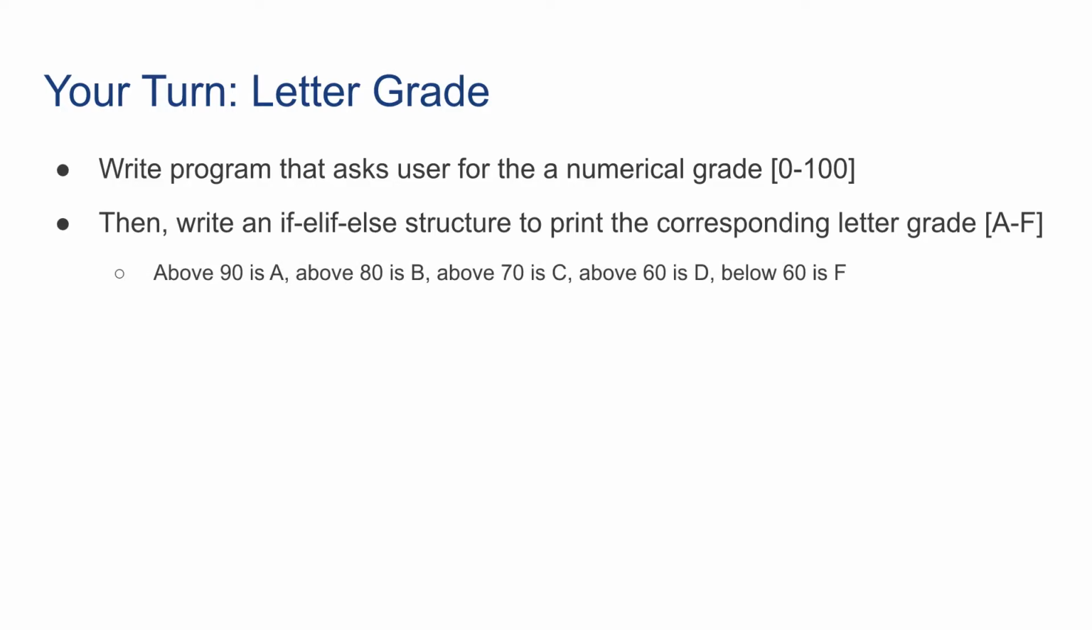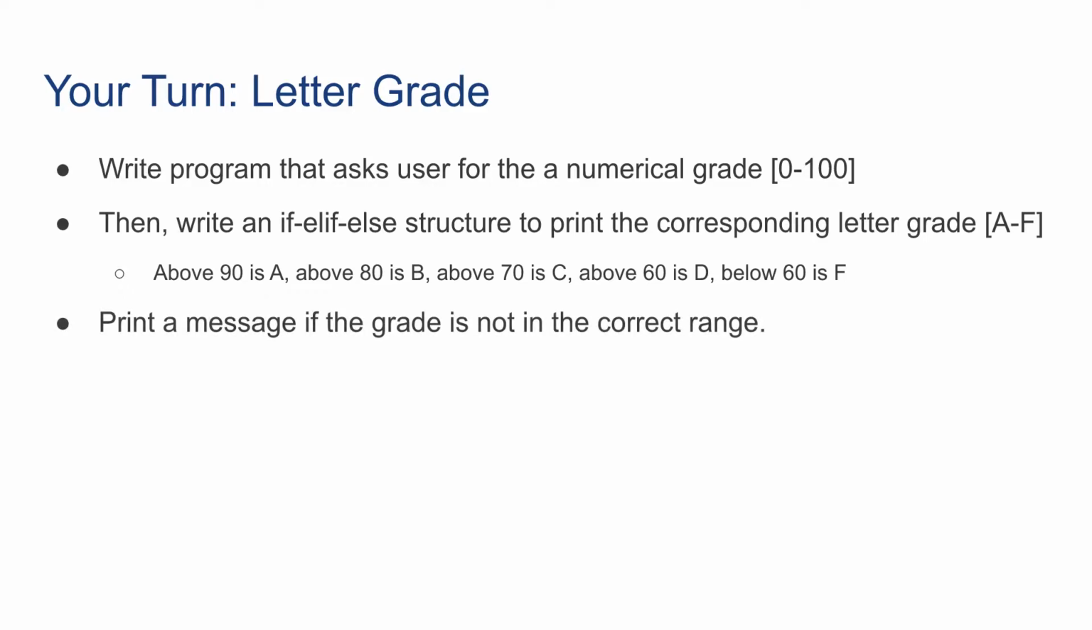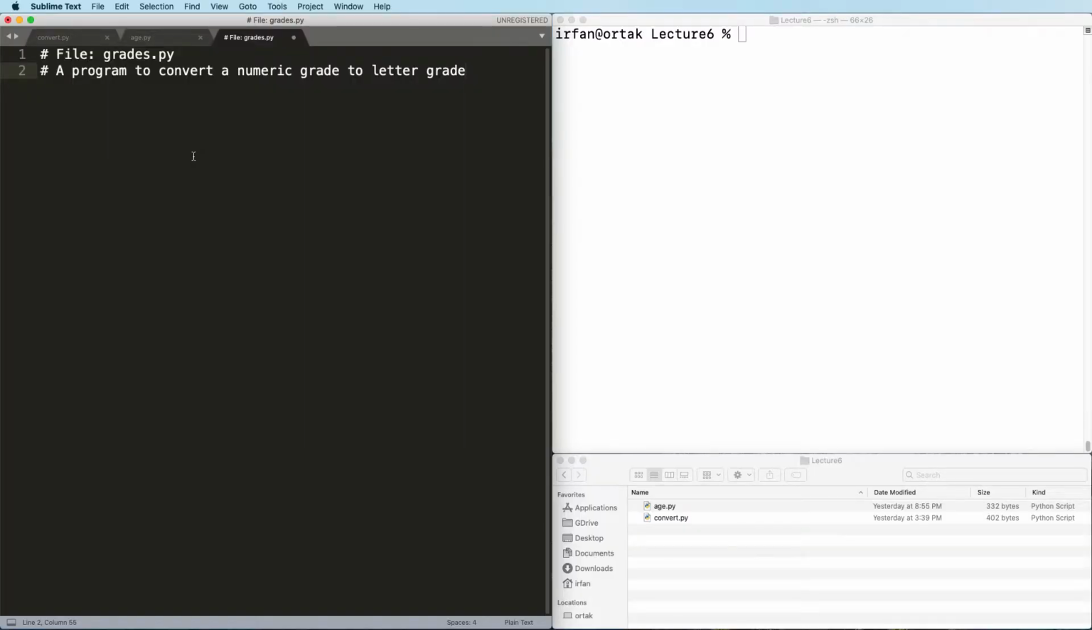Above 90 is A, above 80 is B, above 70 is C, above 60 is D, and below 60 is F. Also make sure that you print a message if the grade is not in the correct range. So you can pause the video here and try this on your own, and then come back to see my solution. And now let's try this together.